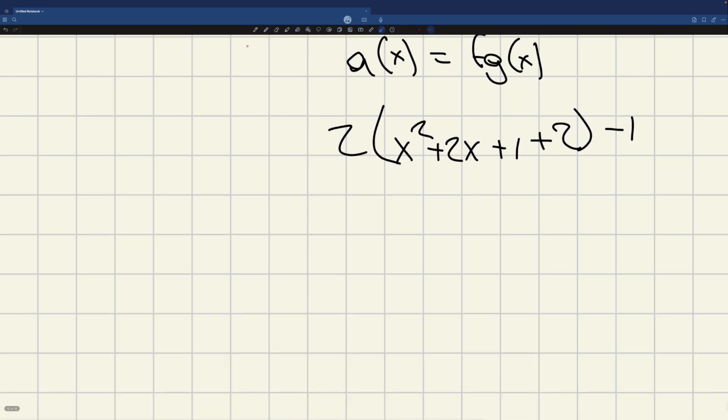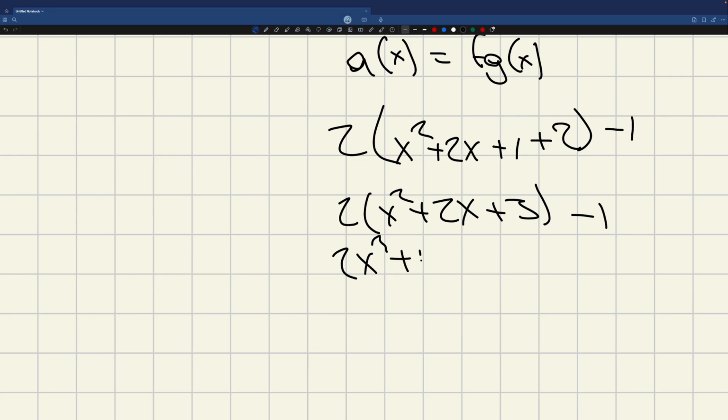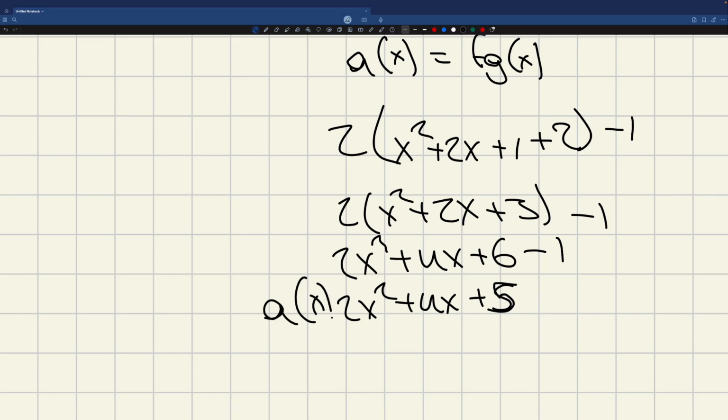Now all you have to do is simplify this, because this isn't simplified, so that's not correct. So you get 2x squared plus 2x plus 3 minus 1, which is just 2x squared plus 4x plus 6 minus 1, 2x squared plus 4x plus 5. Nice. So you'd say a of x is equal to 2x squared plus 4x plus 5.